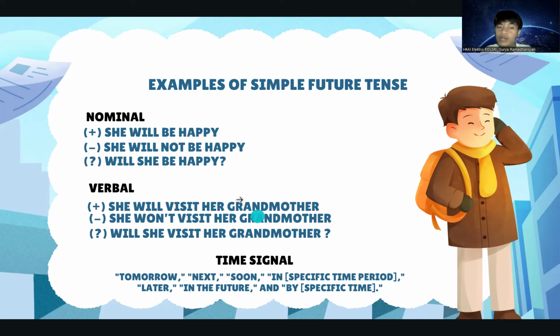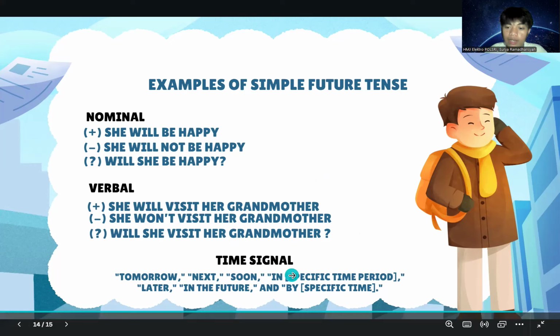So maybe you wondering what is the "won't" that I write in here. So "won't" is will not. It is the definition of "won't". It's will plus not, and it's write "won't".